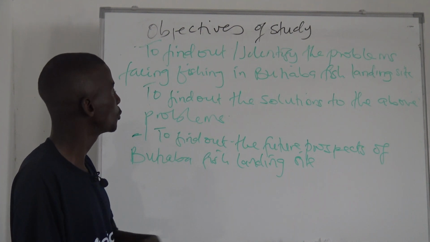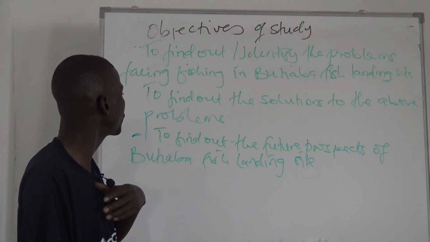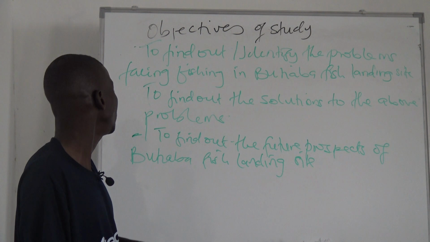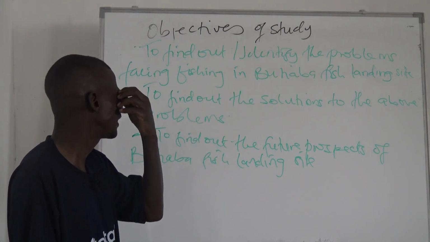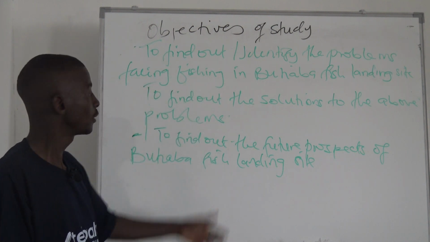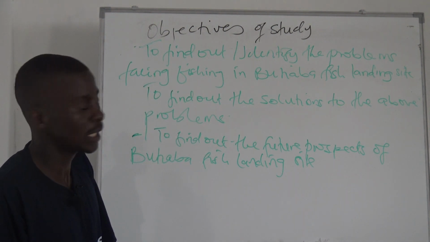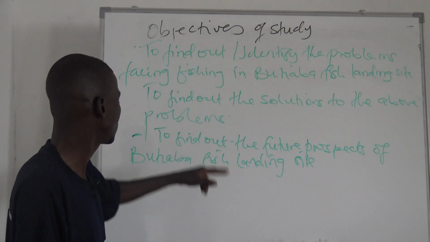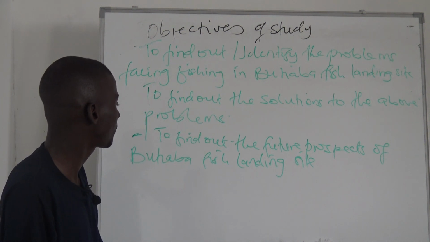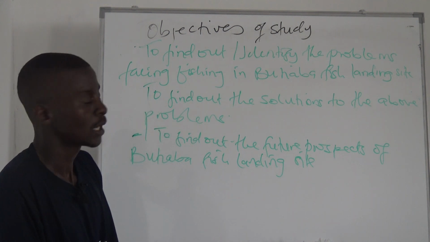After problems, solutions, you have identified the contributions, you have identified the importance, you have identified factors for the growth of fishing activities in Butiaba Fish landing site. Then you write your last one as to find out the future prospects of Butiaba Fish landing site.